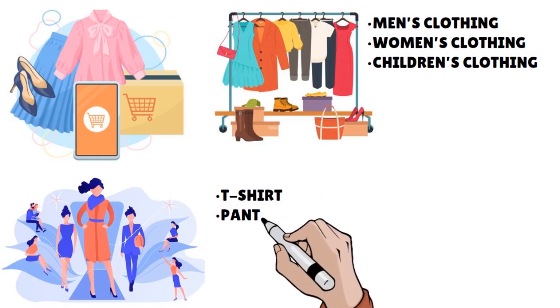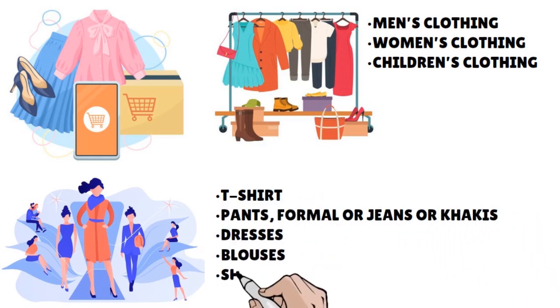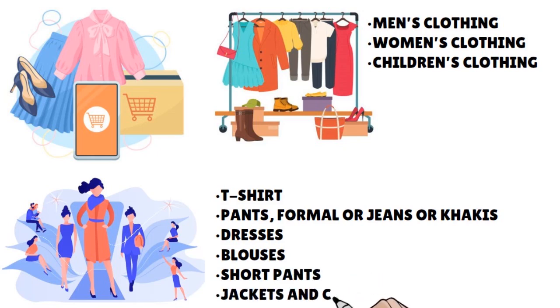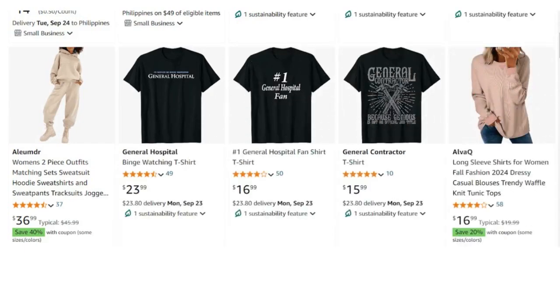So you have t-shirts, pants, formal or jeans or khakis. You have dresses, blouses, short pants, jackets, and cardigans. Okay, so that's kind of cool. Now, general apparel refers to daily wear. While I can't provide accurate, specific conversion rates for every type, there are good things you need to know. Men typically buy 5 pieces of clothing per year. Women buy 10 pieces. For children, the expected volume is 8 to 12 pieces per child per year.